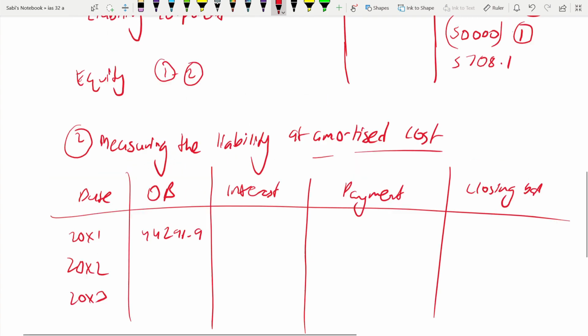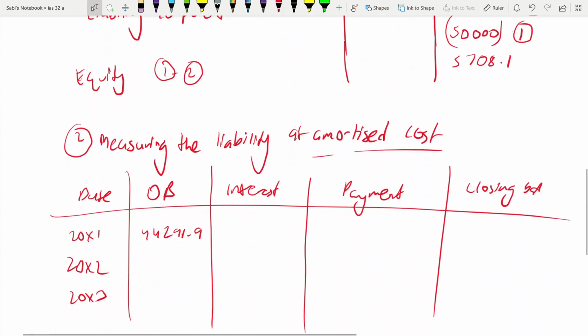44291.9. Am I right? Yes. You cannot go to 2002 because your closing balance in 2001 will be the opening balance in 2002. Understood? You have to go horizontally, not vertically. Horizontally across, not downward.